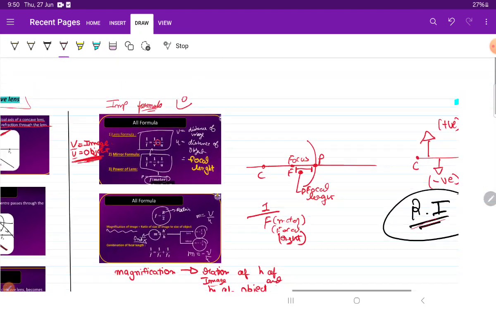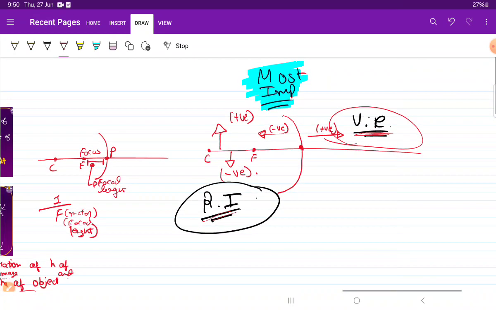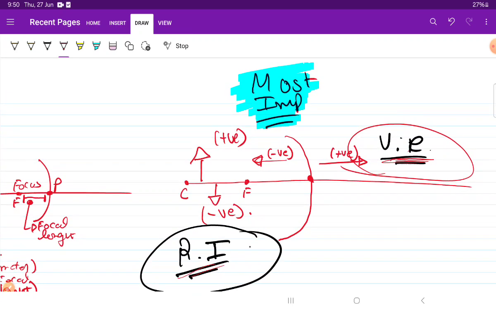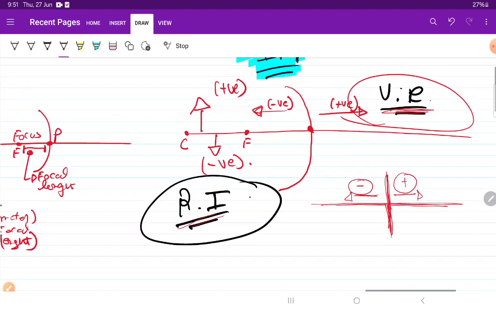Now congratulations, students, we have done the hardest topic of our book, magnification, and the concave and convex lens and mirror. Now one more most important thing is sign convention. In sign convention, you just have to remember, if any object is placed on the right side, it will be plus. This is mirror. On the right side it will be plus, and on the left side it will be minus. This is the principal axis.